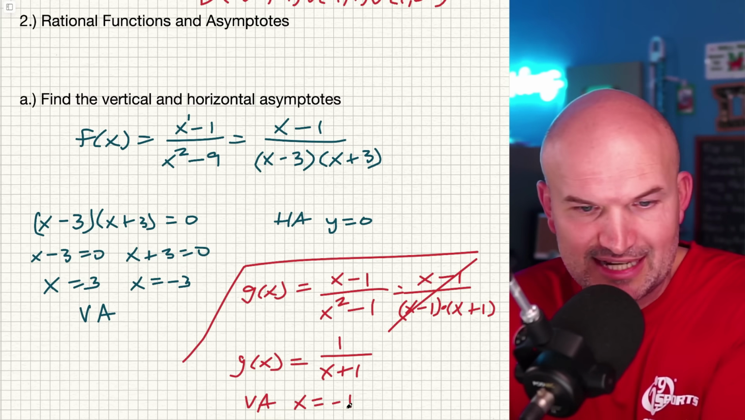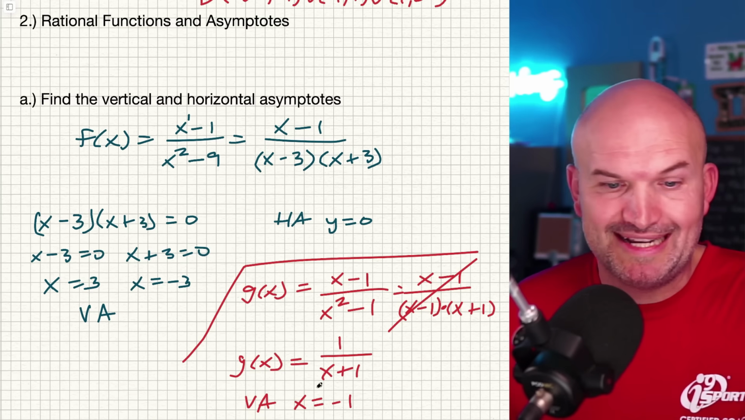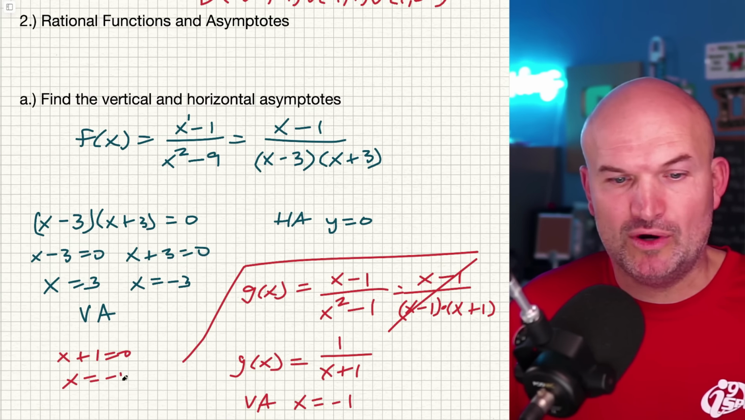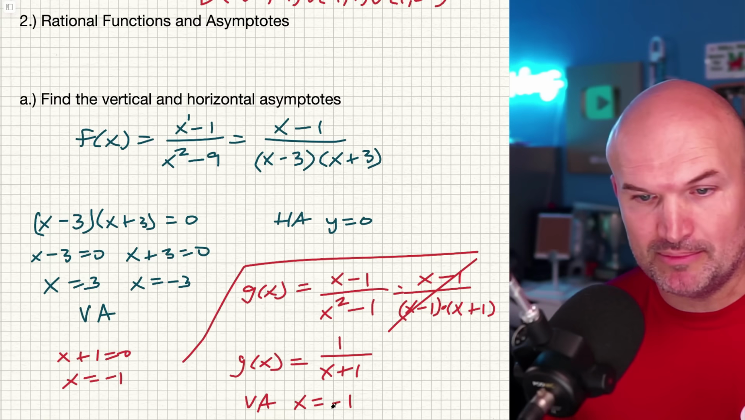Now I might say, well, Mr. McLogan, it's x plus 1. Yeah, but when I set x plus 1 equal to 0, right? When you say x plus 1 equals 0, you get x equals negative 1. That is the value of my vertical asymptote.